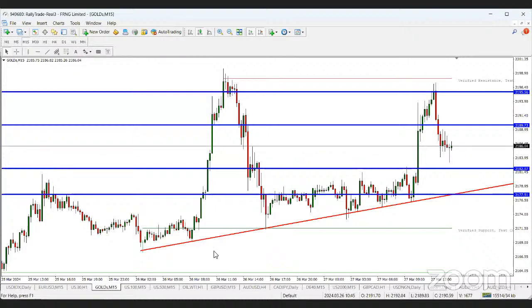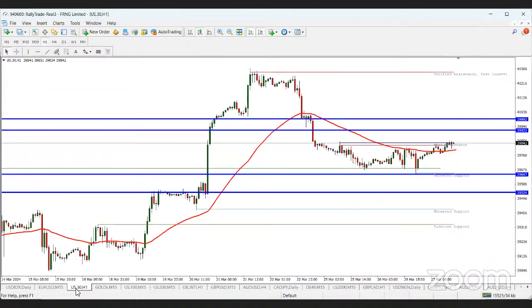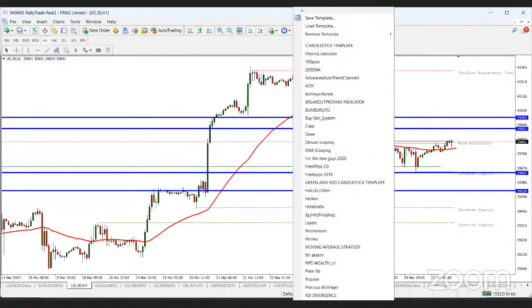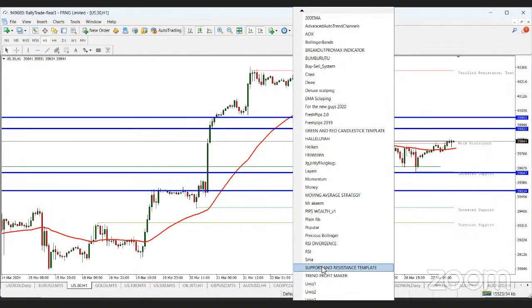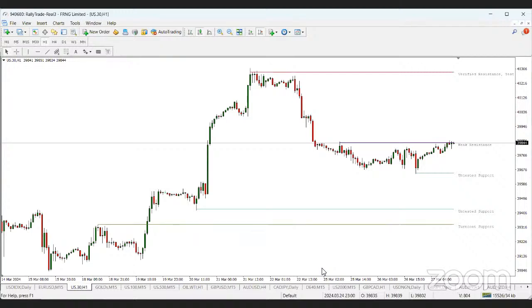In the morning, we looked at US 100 and I think we looked at US 500. So in this one, we're going to look at US 30, and think US 2000 also. Let me give us a clearer chart. So yes, here we go.